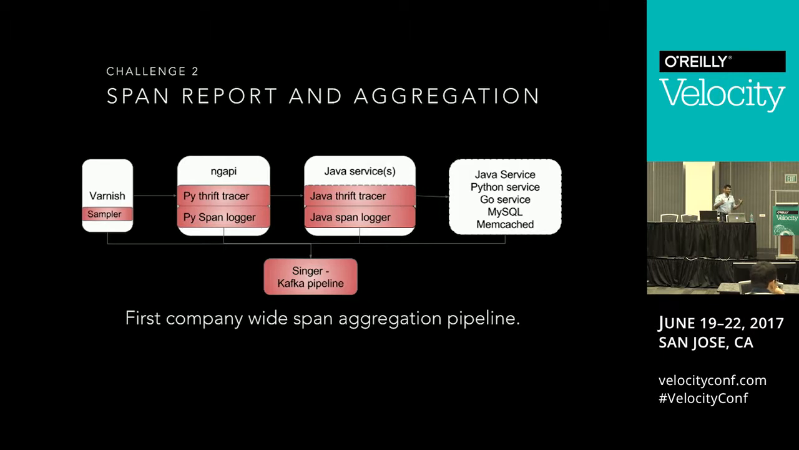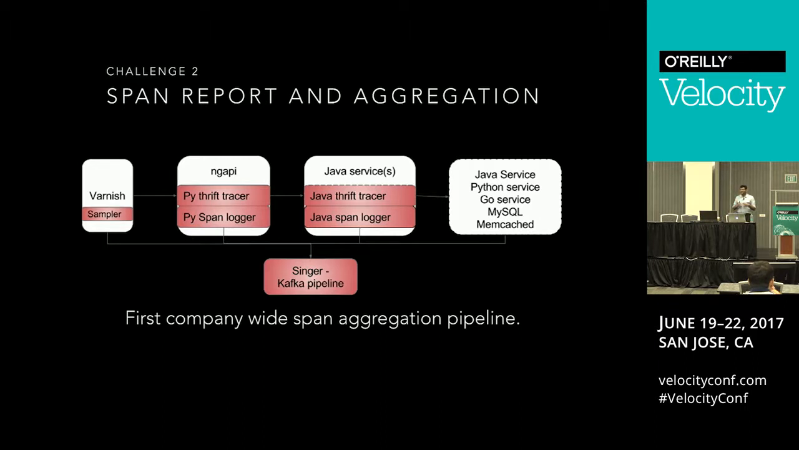Now, what do you do with those spans? You need to aggregate those spans and store them somewhere. So you need to build a span aggregation pipeline. This is the next challenge you would face. So you have to aggregate the spans. Generally, on a small scale, you would just write these spans out by doing an HTTP call to a backend or something like that.